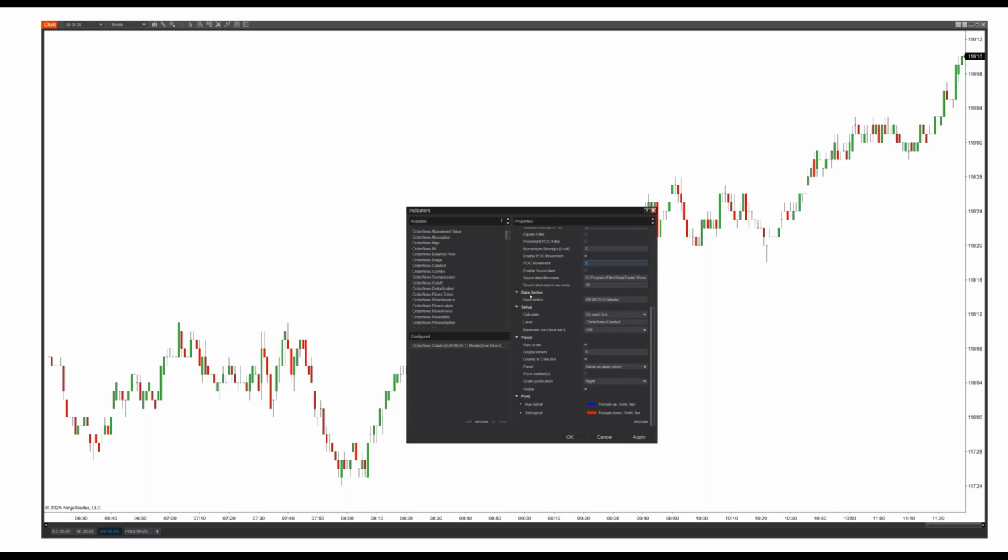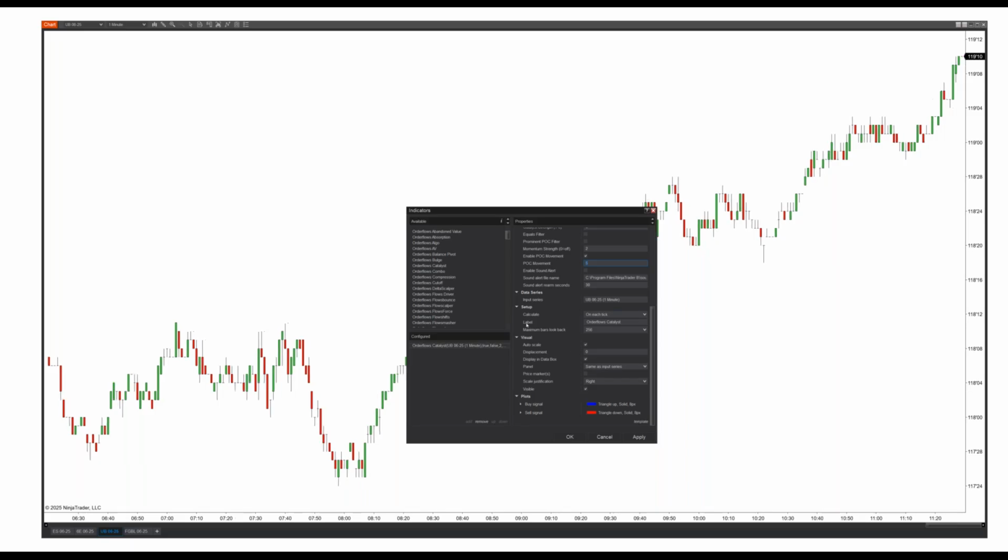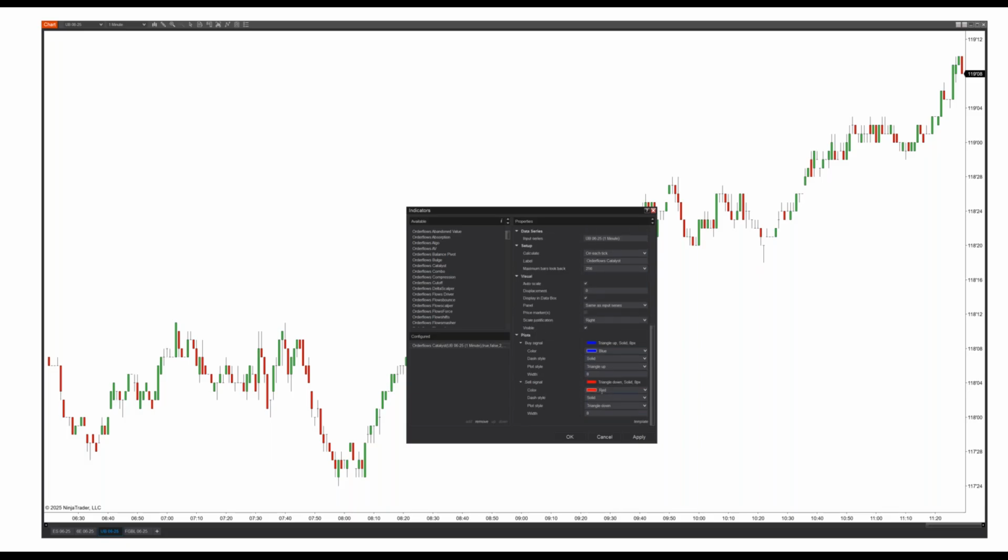This other stuff, data series setup, visual, you don't have to touch any of that. That's just what you're analyzing, how it analyzes it, and that it's visual in that it plots on the actual chart itself. Now you do have the plots, so it's going to plot blue for bullish signals, red for bearish signals: triangle up, triangle down, up for buys, down for sells. The width default is set to 8, so it's a good size.